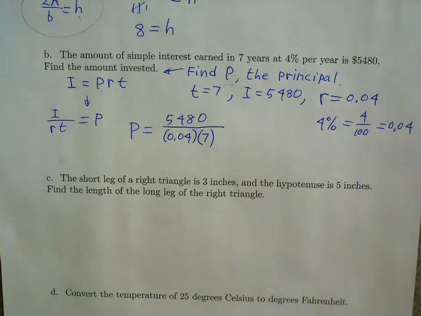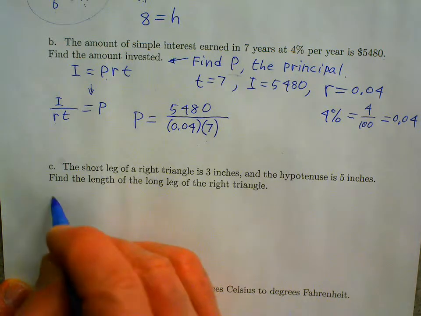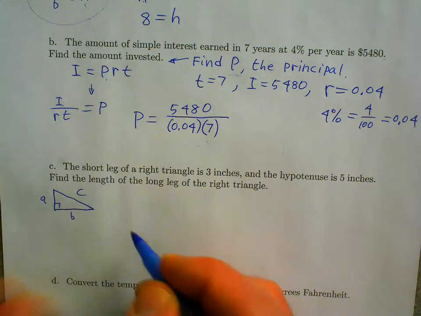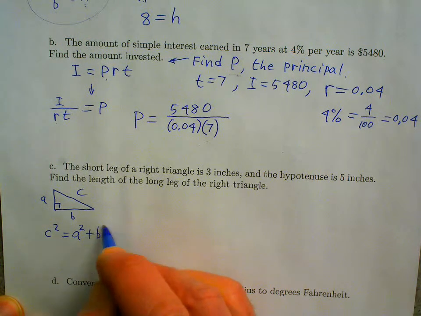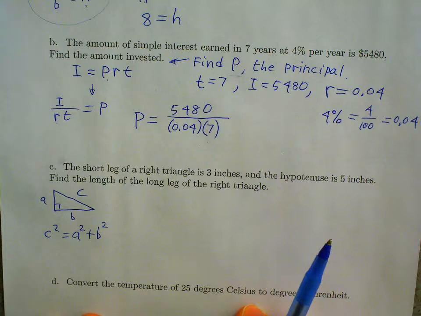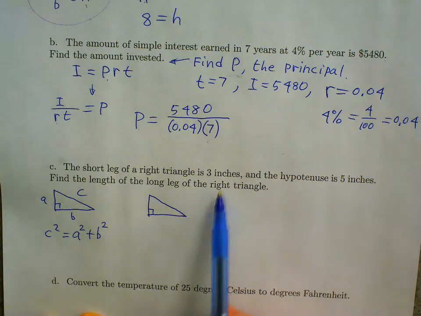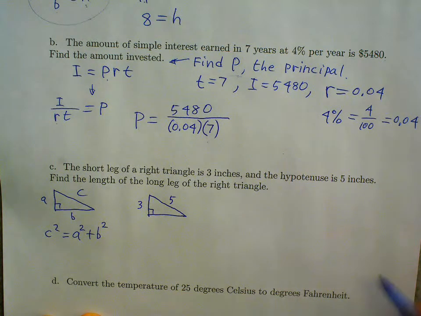The short leg of a right triangle is 3 inches, and the hypotenuse is 5 inches. Find the length of the long leg of the right triangle. So for this problem, we're going to use the Pythagorean Theorem. If we square the length of the hypotenuse, that's equal to the sum of the squares of the lengths of the two legs. So c squared equals a squared plus b squared. And a particular right triangle is described. For this one, we're told that the short leg is 3 inches and the hypotenuse is 5 inches. And we want to find the length of the long leg.